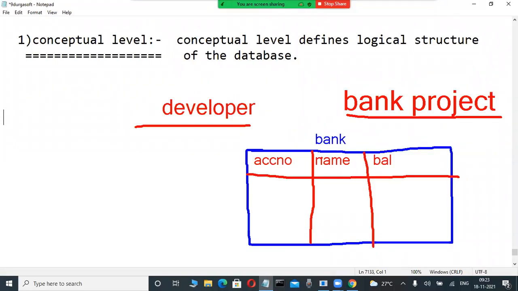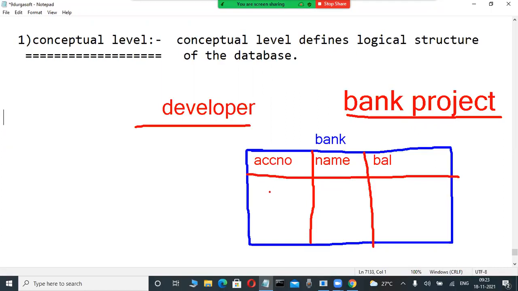Simple. In this table, there are columns. In these columns, what type of data? The conceptual level always defines what type of data we are storing in those columns of the table. Observe the meaning of this. The conceptual level does not define how data is physically stored. Where the data is stored, we don't know. It does not define that. However, it defines what type of data can be stored in a database, by specifying a data type and size.